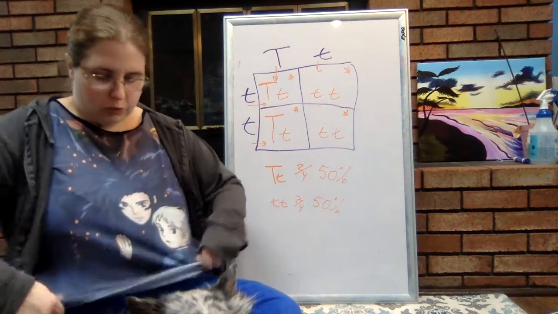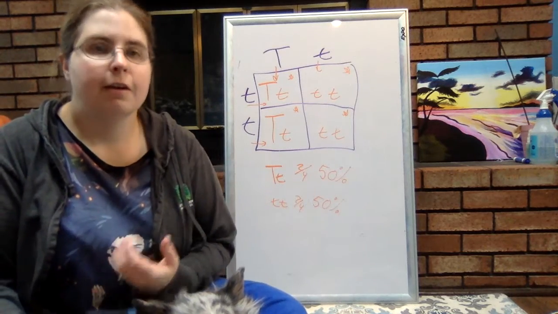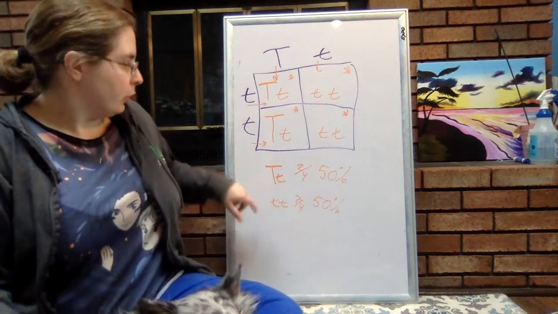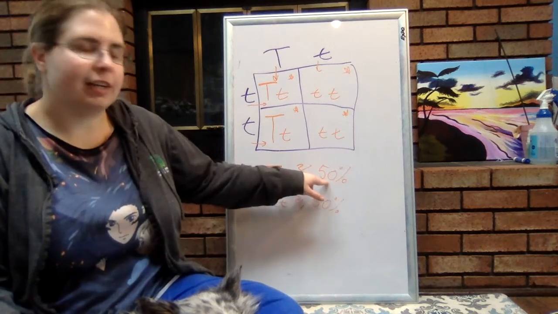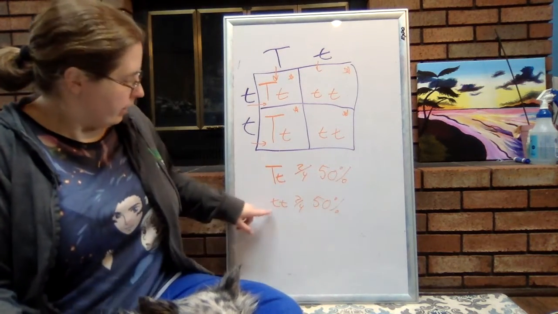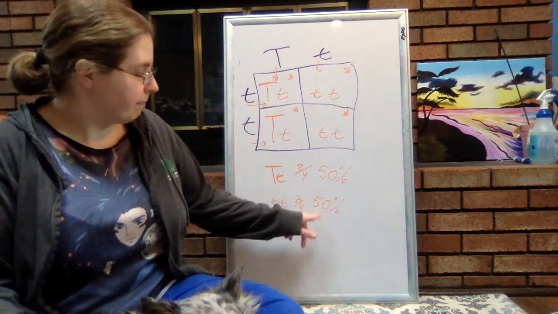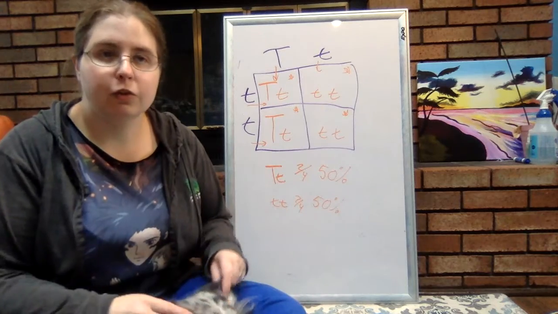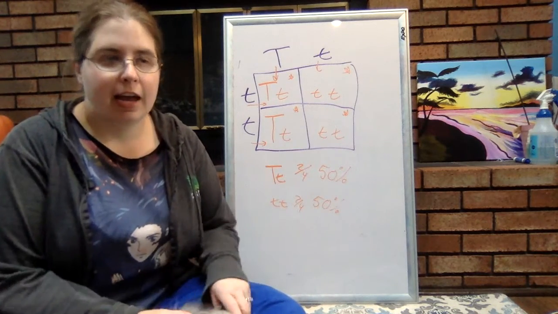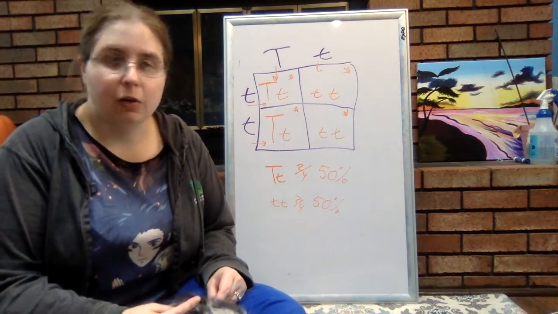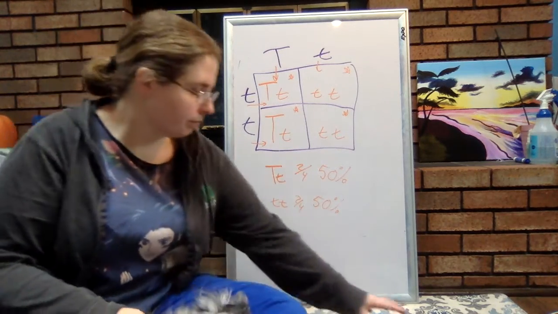Now we can take this one step farther and figure out the probabilities of their phenotypes. So big T, little t would be tall, so it's 50% chance of being tall. Little t is short, so that means it's a 50% chance of being short. So the offspring of this particular cross have a 50-50 chance of being tall or short. All right, so far so good. Let's do another one.